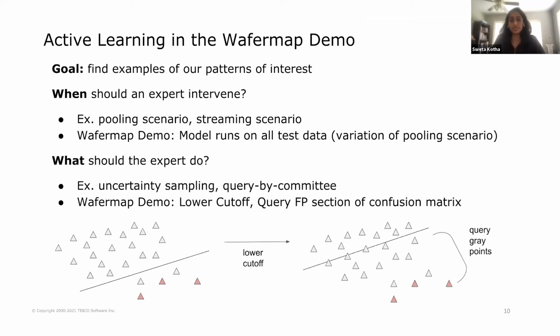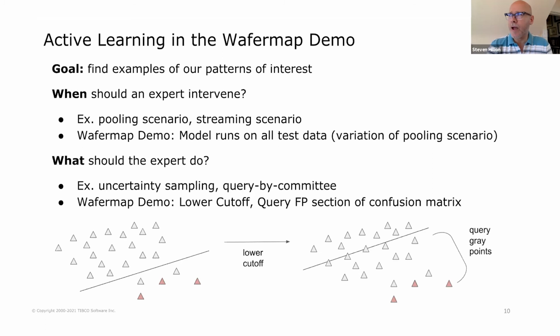there are two different situations, and it also depends on the type of algorithm you're working with. In the pooling scenario, you often have an algorithm that makes predictions on all of the unlabeled data, and then it gives some subset of it to the human. There's also the streaming scenario, where you take in one instance at a time, and either an algorithm or a human decides whether to move on with it.